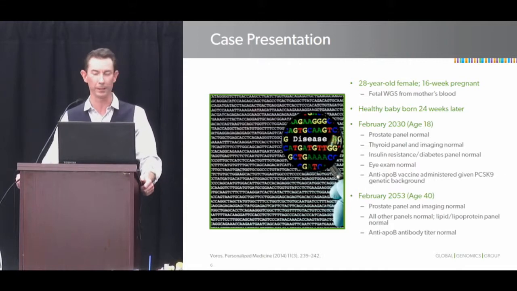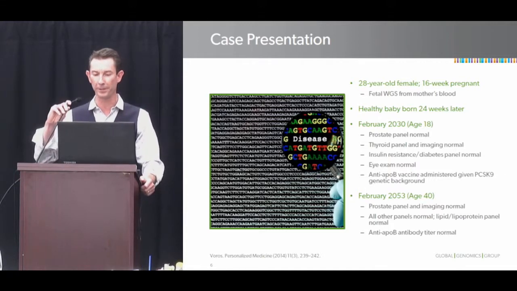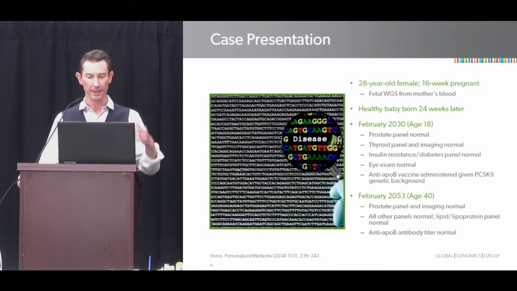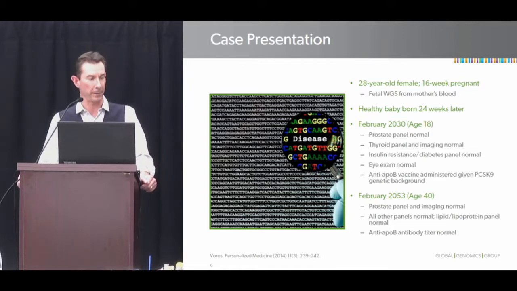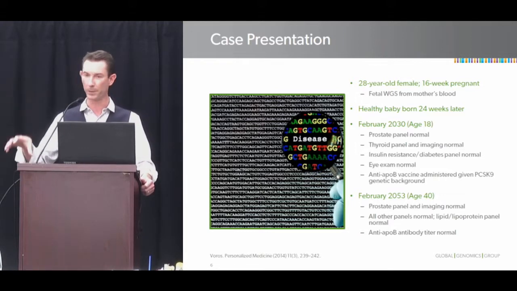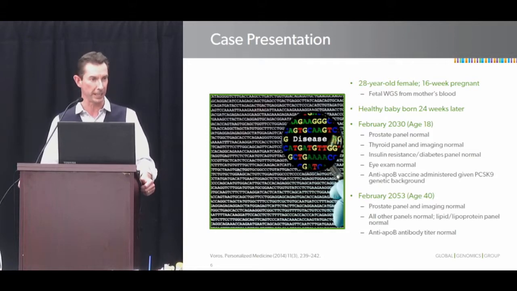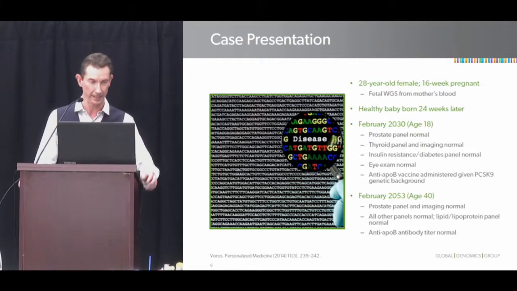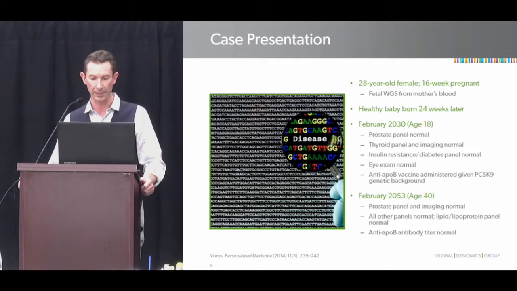So to be a little futuristic, I published this paper a number of years ago. So I would like to start out with a case presentation. Imagine that you have a 20-year-old female who at 16 weeks of pregnancy comes for a routine visit, has a blood test at the physician's office, and now from the blood we perform whole genome sequencing of the fetus, which is a technology which is present and possible today. A number of weeks later, a healthy baby is born.